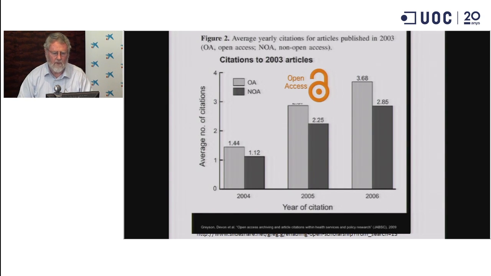Here's another chart showing the average yearly citations for articles. This was published in 2003, 2004, 2005, 2006. And again, this shows that there was a slight benefit to having open access journals, that they were cited more than non-open access journals.